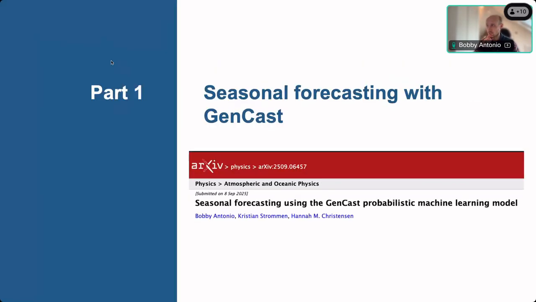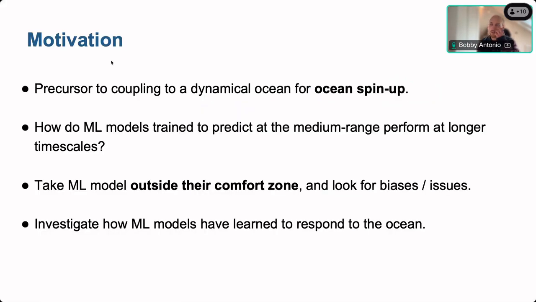The first one is seasonal forecasting with GenCast. That is something we've written up already. It's on the arXiv, so I'll just get into that. The idea is that, as I said before, it's a precursor to being able to couple a dynamical ocean to an atmosphere.